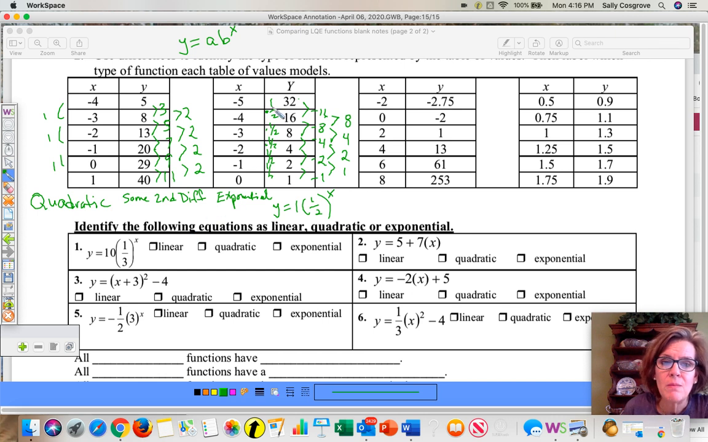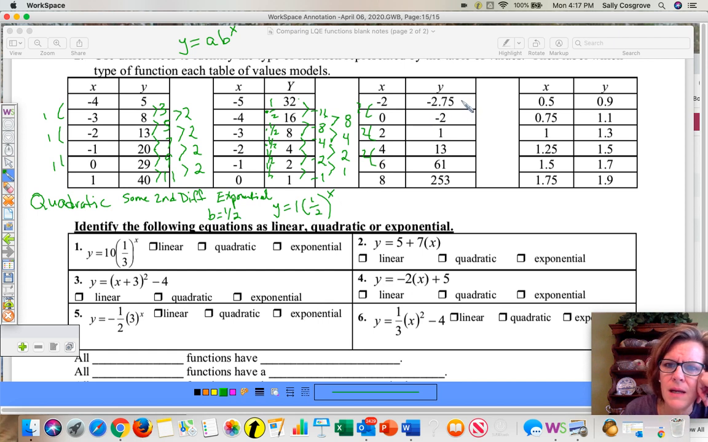So what are we multiplying by? When we give the base value right here, we tell what the constant multiple is. B equals 1/2. That's what we're multiplying by each time. All right. Let's look at this one. My x values this time are changing by 2. 2, 2, 2, 2, 2. What are my y values doing?